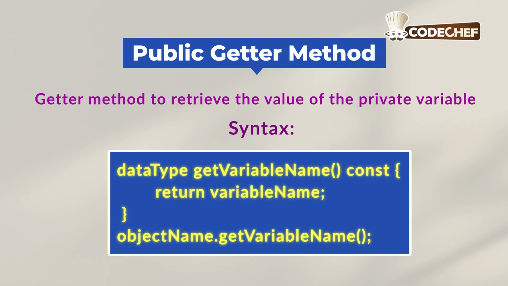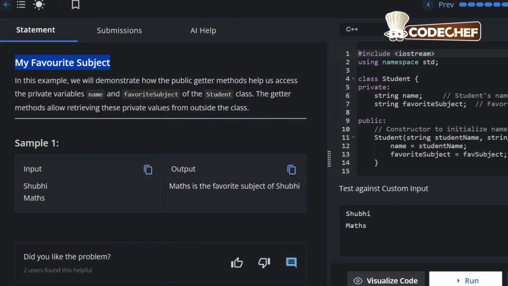Now let us go to the CodeChef platform to see an example of a public getter method in C++. The program objective is my favorite subject. In the output, when we write Shubhi and maths as user input, then the output should be "maths is the favorite subject of Shubhi."